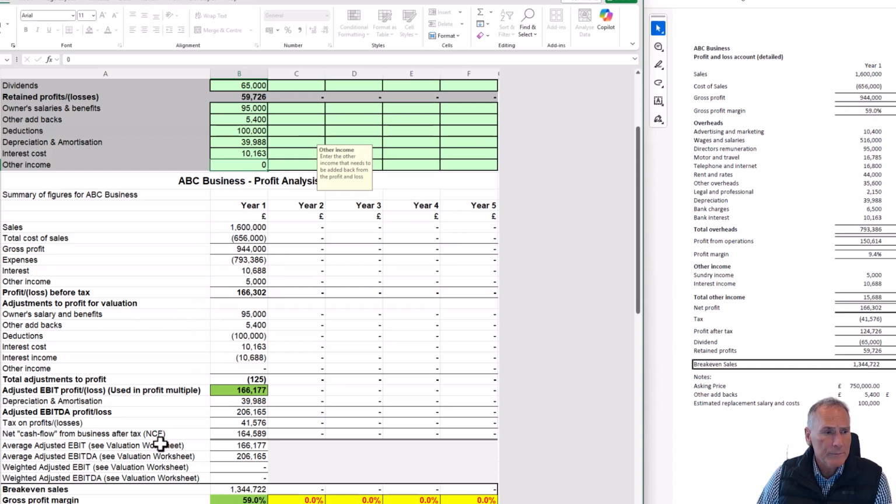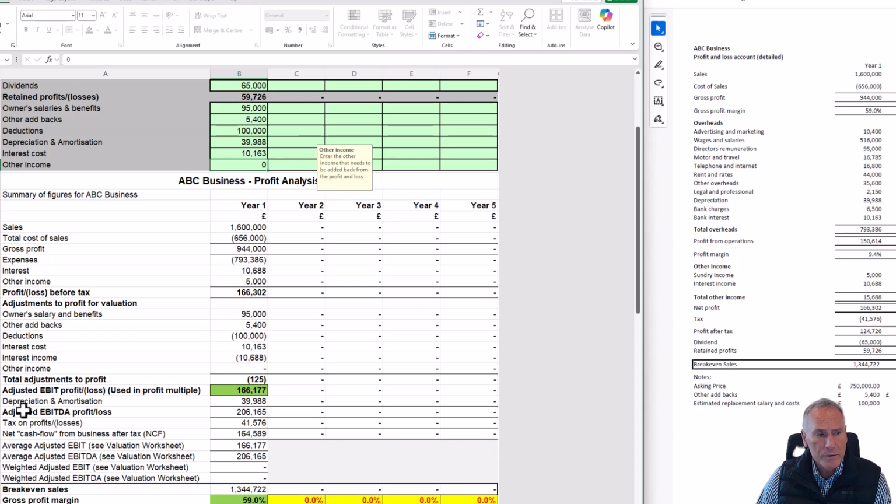You go all the way down, you've got various adjustments, which then gives you, in green here, the adjusted EBIT, which is earnings before interest and tax. Adding back depreciation and amortization gives you adjusted EBITDA, which is earnings before interest, tax, depreciation and amortization. Now, there's a debate on which one you should use. In my opinion, it should be adjusted EBIT.